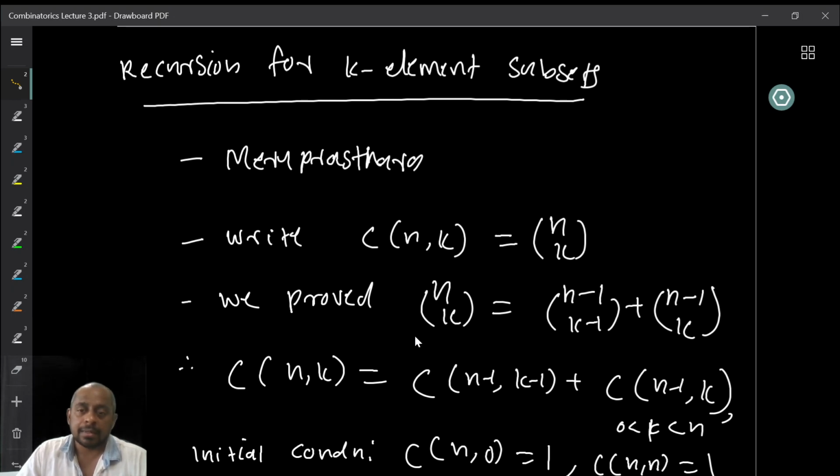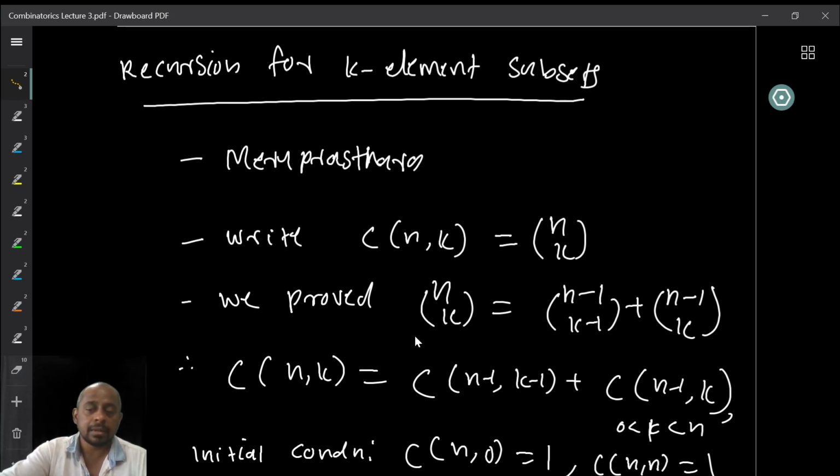For 0 less than k less than n, with the initial conditions C of n comma 0 is equal to 1. We already observed this, and C of n comma n is equal to 1, right? These two properties we already observed. These are the boundary conditions, and therefore it defines a recursion formula.